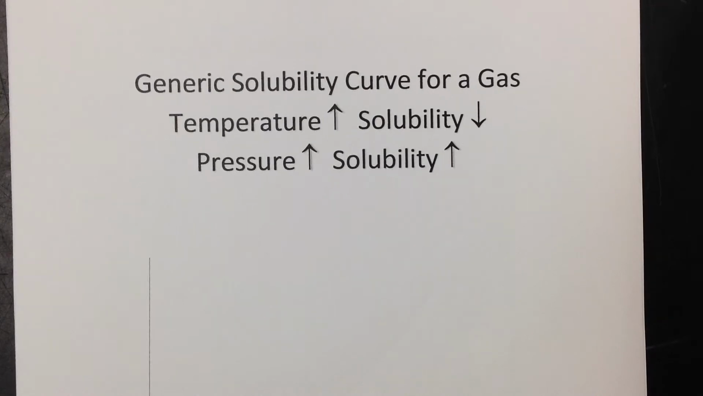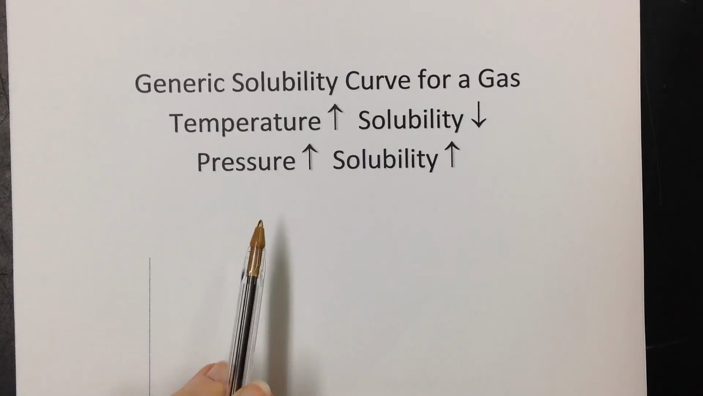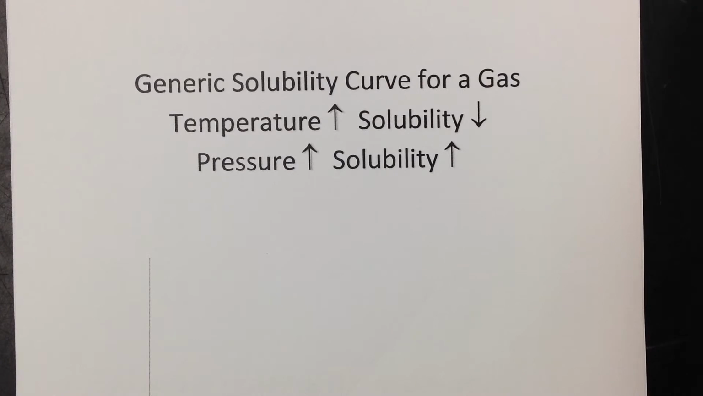So when we dissolve a gas in a liquid, when temperature goes up, the solubility actually goes down. Gases do not like to be dissolved in warm liquids. They like to be dissolved in cold liquids. Also, I want to point out that pressure actually has an effect on the solubility of a gas. For a gas, when pressure goes up, the solubility actually goes up.